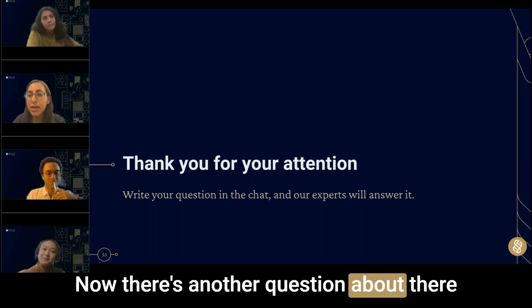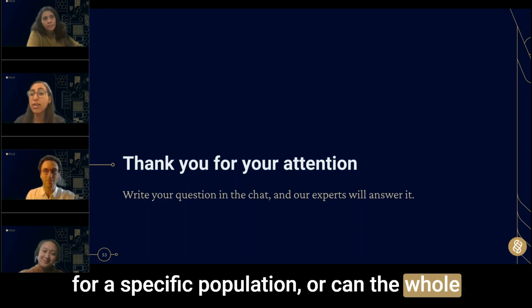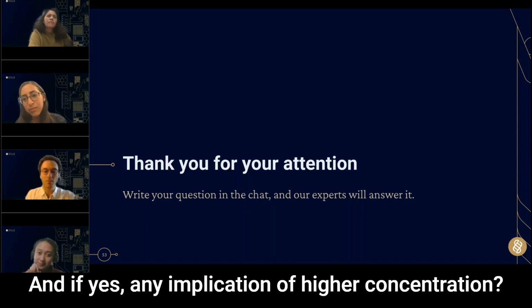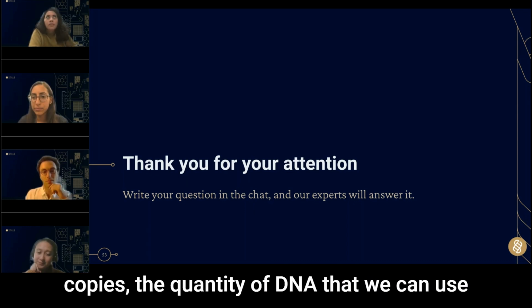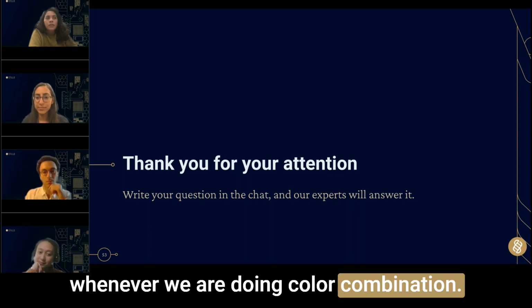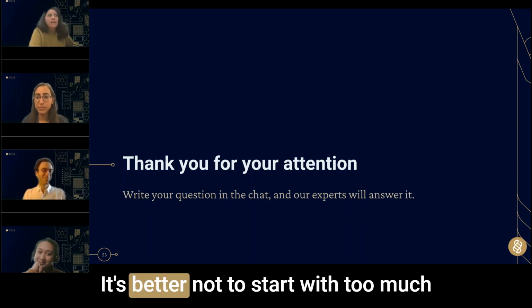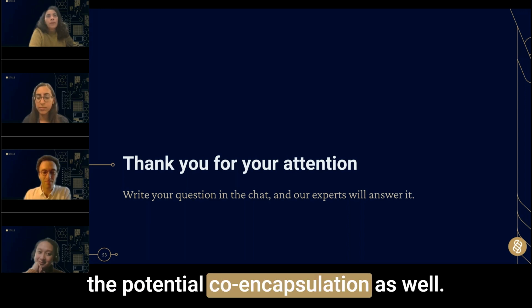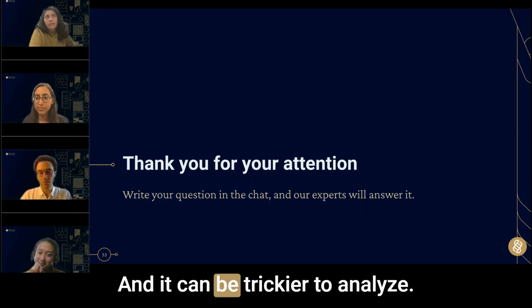Now there's another question: is there any limit in use concentration overall or for a specific population, or can the whole range be used for color multiplexing? And if yes, any implication on higher concentration? So basically, if there is a limit in the number of copies or the quantity of DNA that we can use whenever we are doing color combination, I would say, but I'm talking under the control of Jean again, it's better not to start with too much DNA, because you will also increase the potential co-encapsulation as well. So I think it will decrease the efficacy first of your assay, and it can be trickier to analyze.